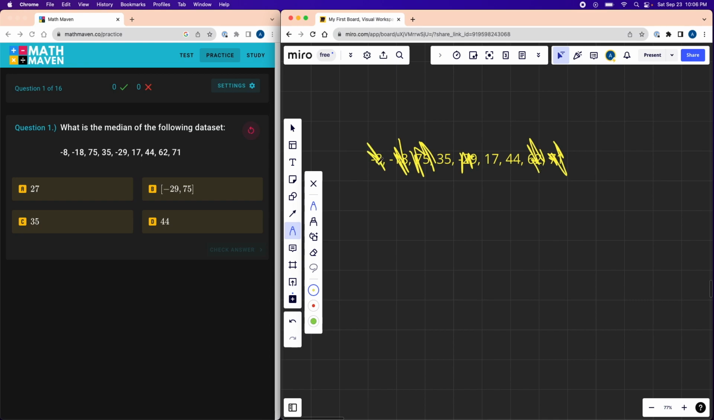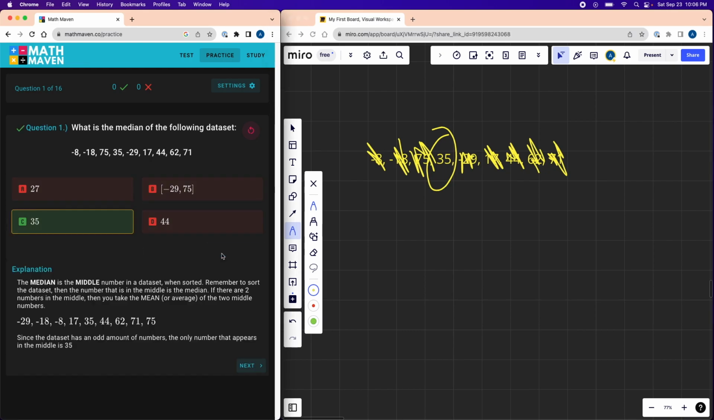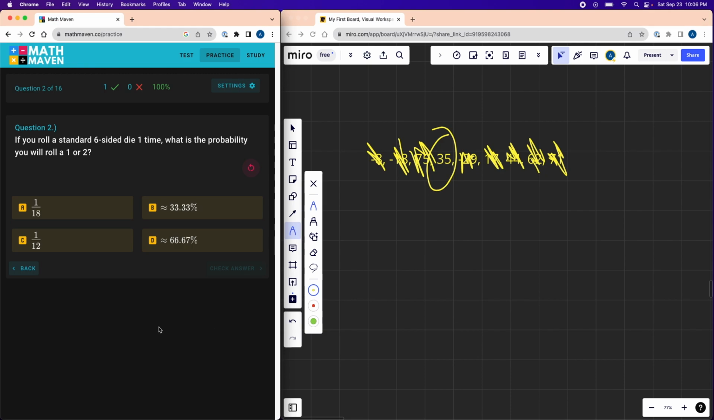And then let's see, we got 44 and then 17. And there we go. That leaves us with 35. 35 should be in the middle there. That is our median. So we will select 35, check the answer, and it turns out to be correct. So we will move on. All right, next question here.